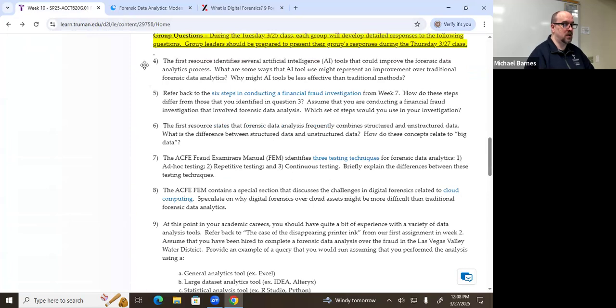All right. Question number 4. The first resource identifies several AI tools that can improve the forensic data analysis process. What are some ways that AI tool use might represent an improvement over traditional forensic data analysis? Why might it be less effective than traditional methods? So I want to take this in pieces. I want to have one group answer the first question and then another group answer the second question. So Sydney, what are some ways that AI could be better?